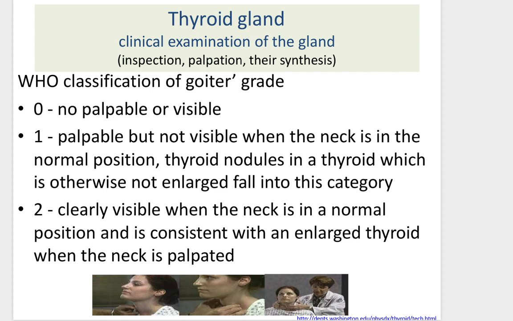World Health Organization classification of goiter or thyroid enlargement. Grade 0 is no palpable or visible thyroid gland. Grade 1 is when the thyroid is palpable but not visible when the neck is in the normal position. Thyroid nodules in a thyroid which is otherwise not enlarged fall into this category. And grade 2 is when the thyroid is clearly visible when the neck is in normal position and is consistent with an enlarged thyroid when the neck is palpated.